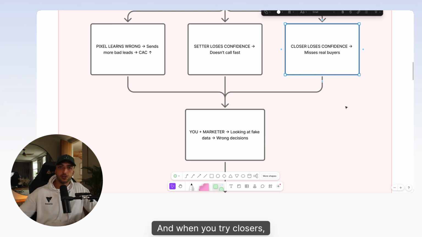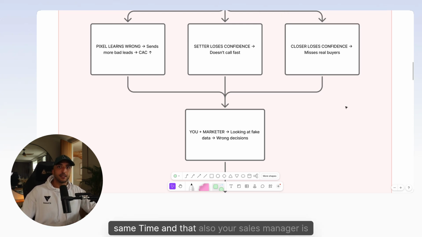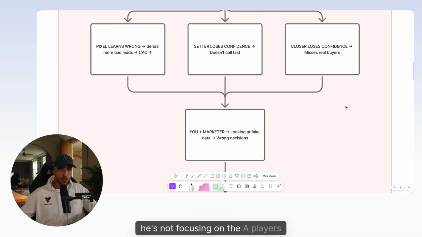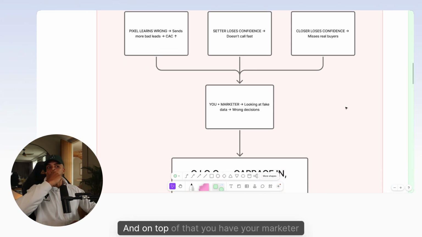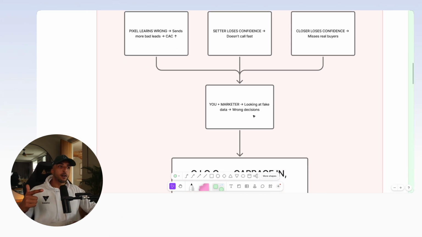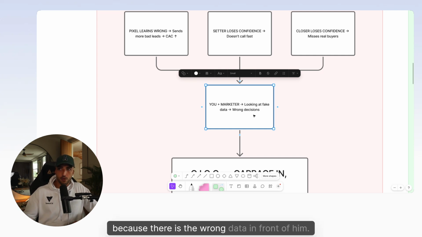And when you try closers, you should try like 5 to 6 closers at the same time, and that also means your sales manager is defocused. He's not focusing on the A players, and then it's really again the same downward spiral. And on top of that, you have your marketer making assumptions because there is the wrong data in front of him. He's taking a look at the data.